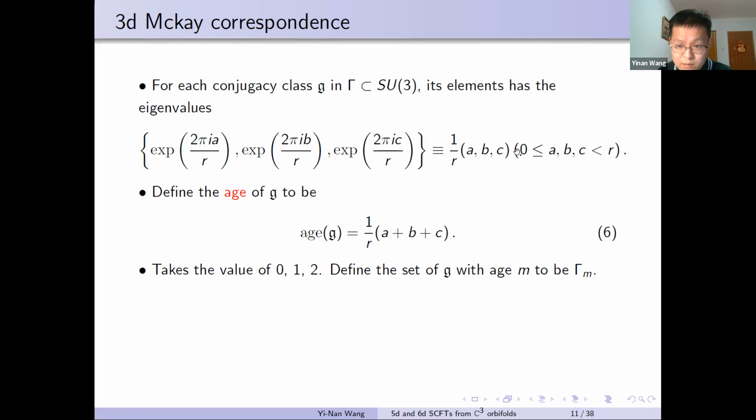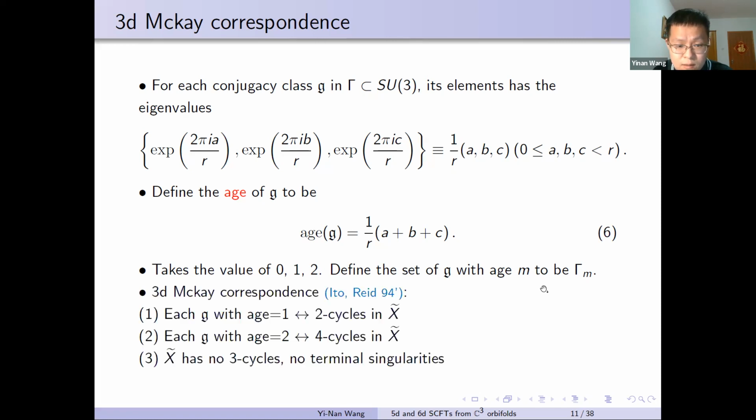So it's just because of this. Now let's define the set of different conjugacy classes G with a particular age m to be the set we call gamma m here. So this is a set of different conjugacy classes. Now let's formulate this 3D McKay correspondence, following a paper by Ito and Reid in 1994.